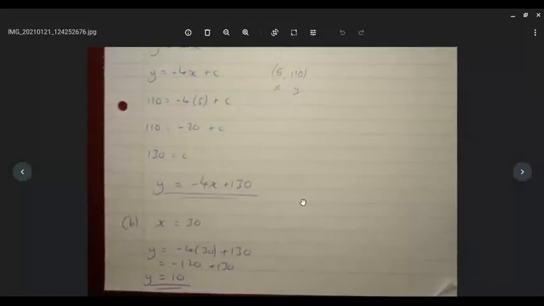Right, part B says find the y-coordinate when the x-coordinate equals 30. So this rule tells us the y-coordinate if we know the x-coordinate. So here the x-coordinate's 30. So the y-coordinate will equal negative 4 multiplied by 30 plus 130. Well, negative 4 multiplied by 30 is negative 120, plus 130 will be 10. And that's it done. That's the question answered.